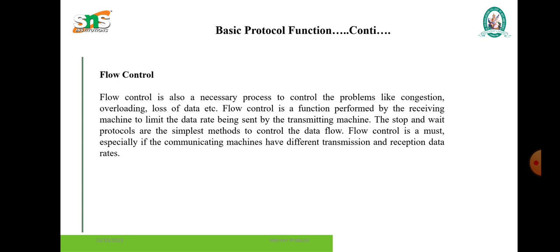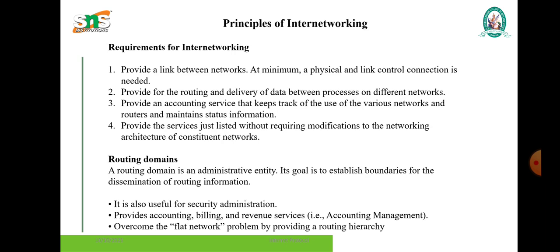Flow control. Flow control is also a necessary process to control problems like congestion, overloading, loss of data, etc. Flow control is a function performed by the receiving machine to limit the data rate being sent by the transmitting machine. The stop and wait protocols are the simplest methods to control the data flow. The flow control is a must, especially if the communicating machines have different transmission and reception data rates.